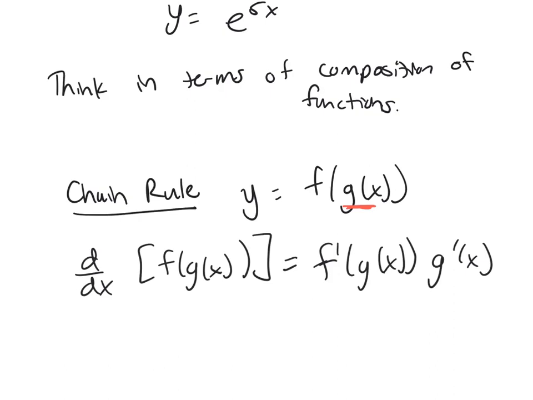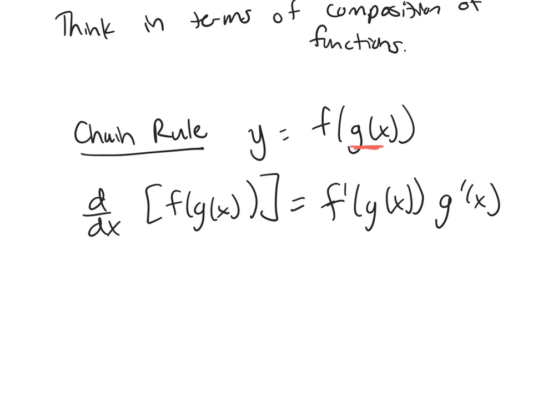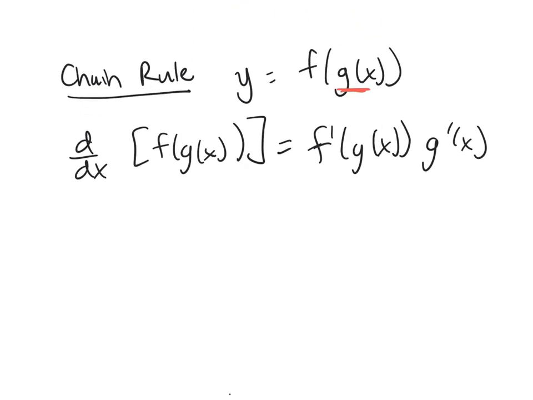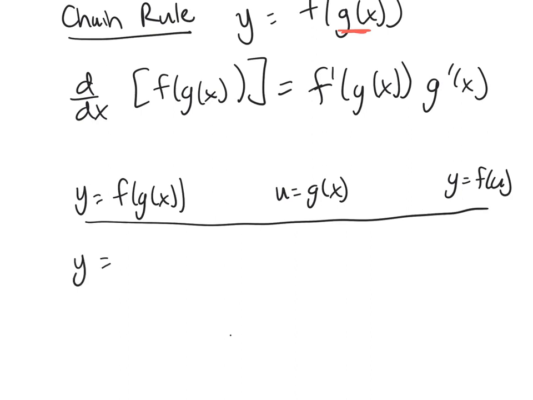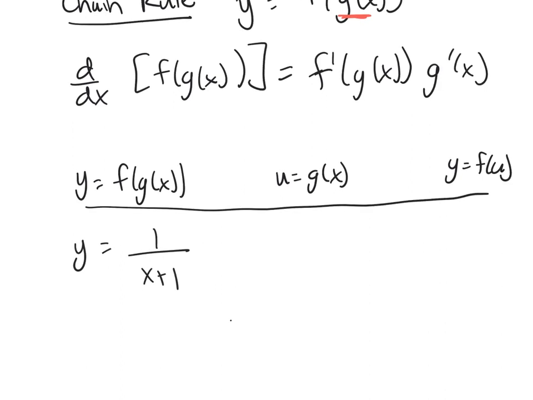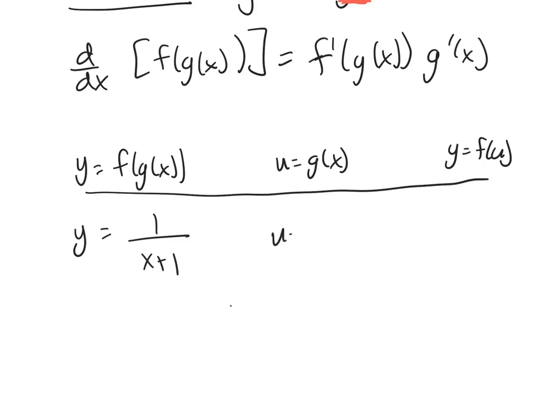Let's start by identifying what f and g are for specific examples. Let's identify our compositions here. I want you to give me the inside function, and then we'll look at the outside function. y equals 1 over x plus 1. The inside function is the denominator, x plus 1, and it's inside of the function 1 over u.